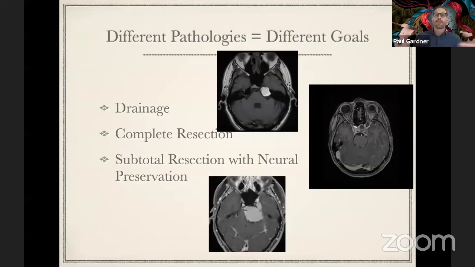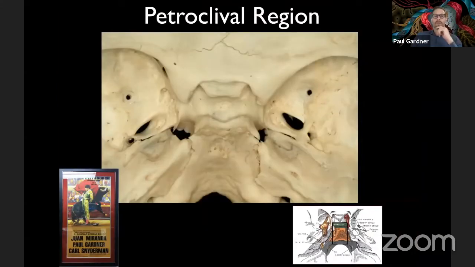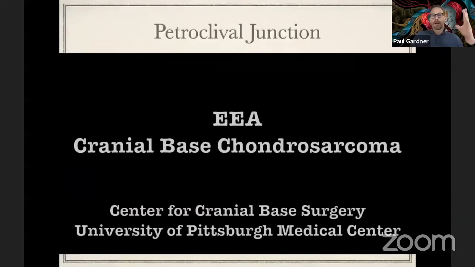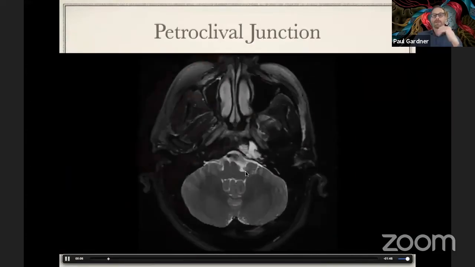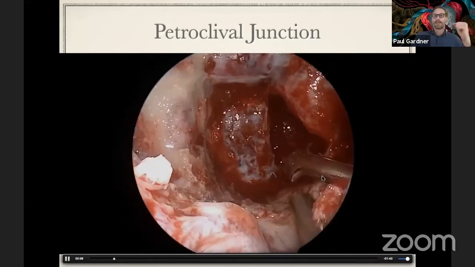A petrous apex cholesterol granuloma, I just want to drain it. Something like a chondrosarcoma, complete resection is critical. And then petroclival meningiomas, I think, really require often subtotal resection to allow for neural preservation. The petroclival region also is impacted by this. Chondrosarcomas classically arise from the petroclival synchondrosis and extend into the petrous apex.